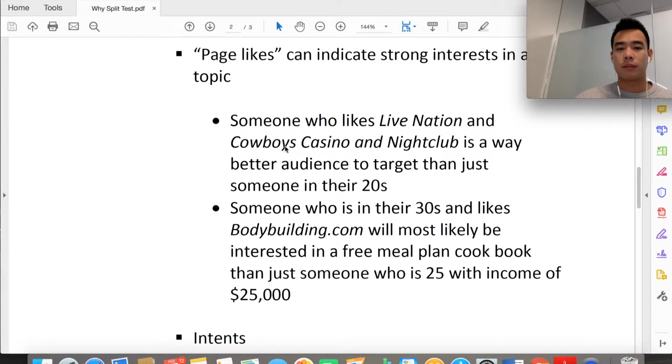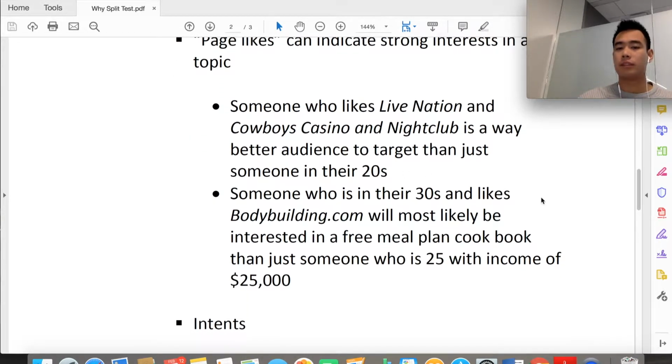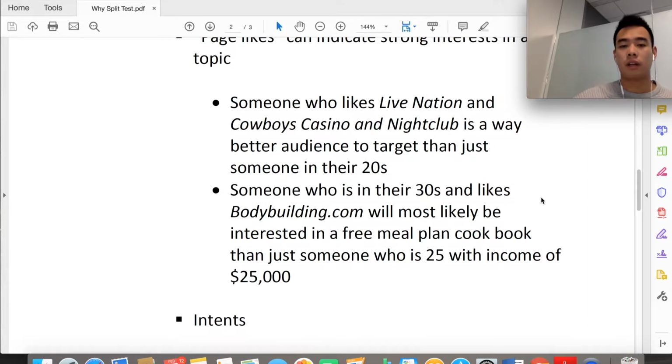So, for example, if you target someone who likes Live Nation and Cowboys Casino and nightclub, it's a way better audience than just targeting someone who is in their 20s. Because someone who is in their 20s might like to read books on a Friday night or might like to stay in and not necessarily go to concerts and nightclubs on a Friday night, right? So you might lose a lot of money by targeting just someone in their 20s.